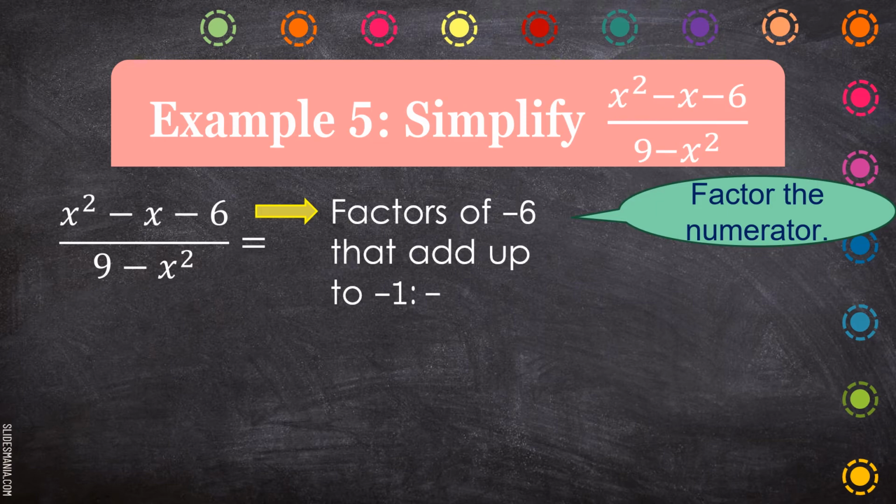So, the factors are negative 3 and 2. So, negative 3 times 2 is negative 6. Negative 3 plus 2 is negative 1. So, therefore, the factors of x squared minus x minus 6 are quantity x minus 3 times the quantity x plus 2.